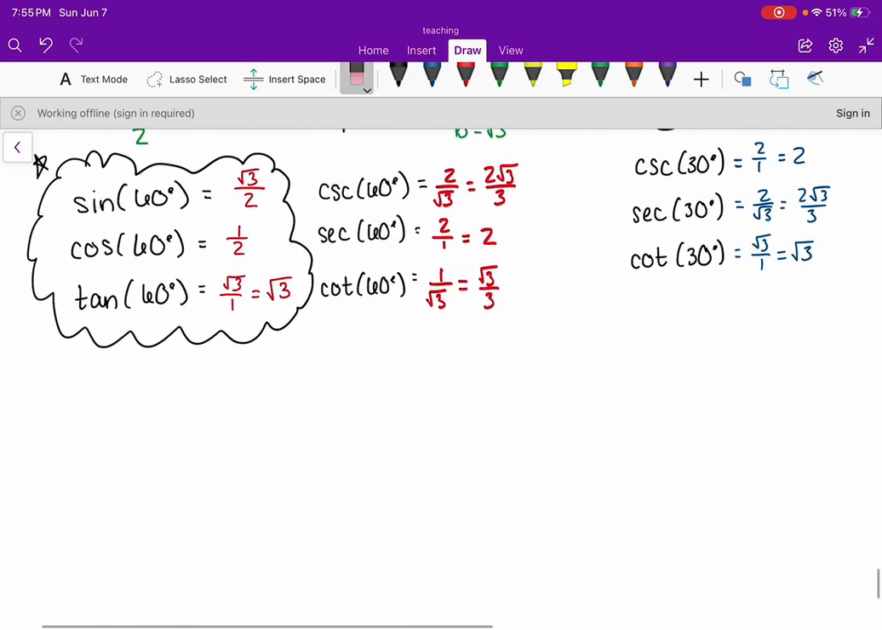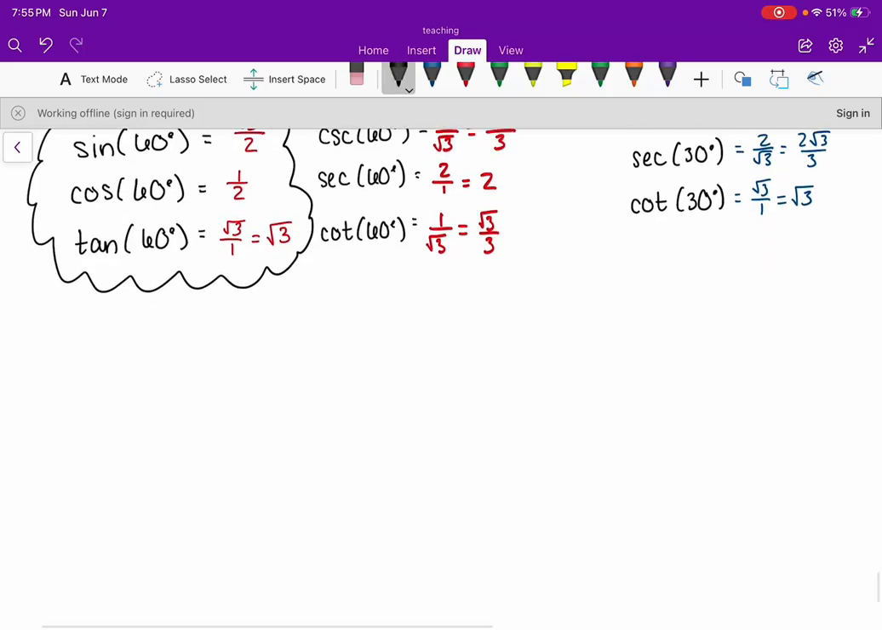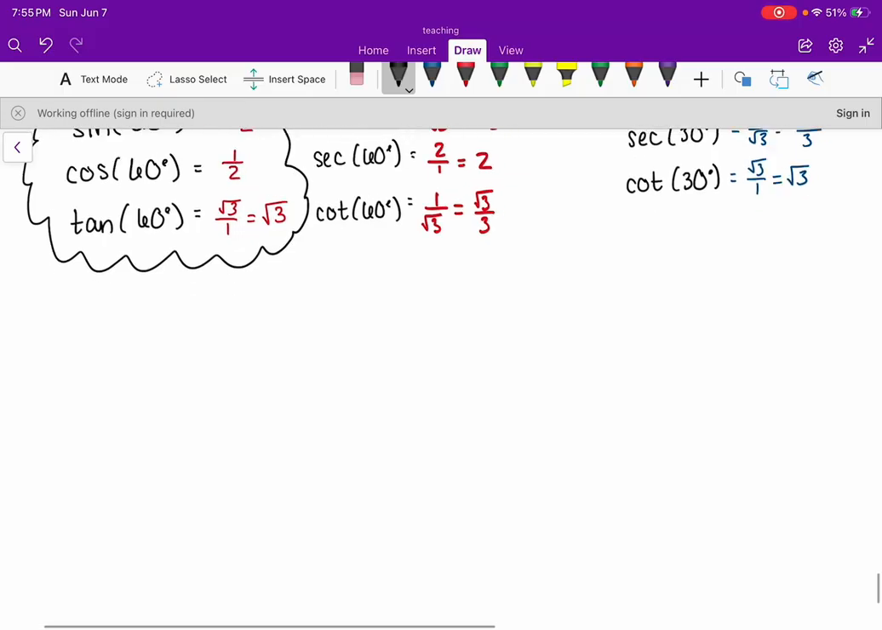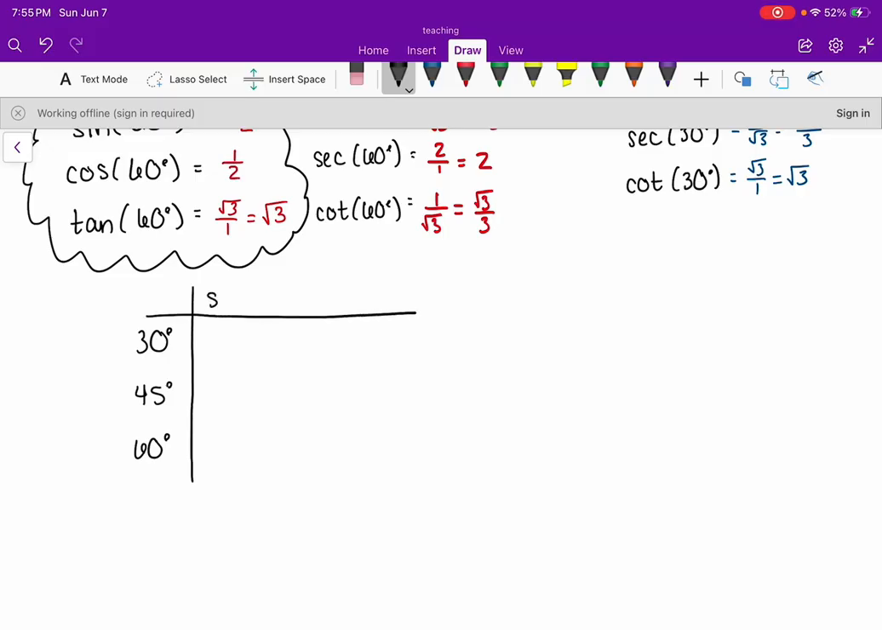I'll give you another way to remember these, and this is probably my preferred method. So if I'm going to draw us a table, if you want to follow along with me, I have 30 degrees, 45 degrees, 60 degrees. Then at the top here, I'm going to write that I have sine of an angle and cosine of an angle.